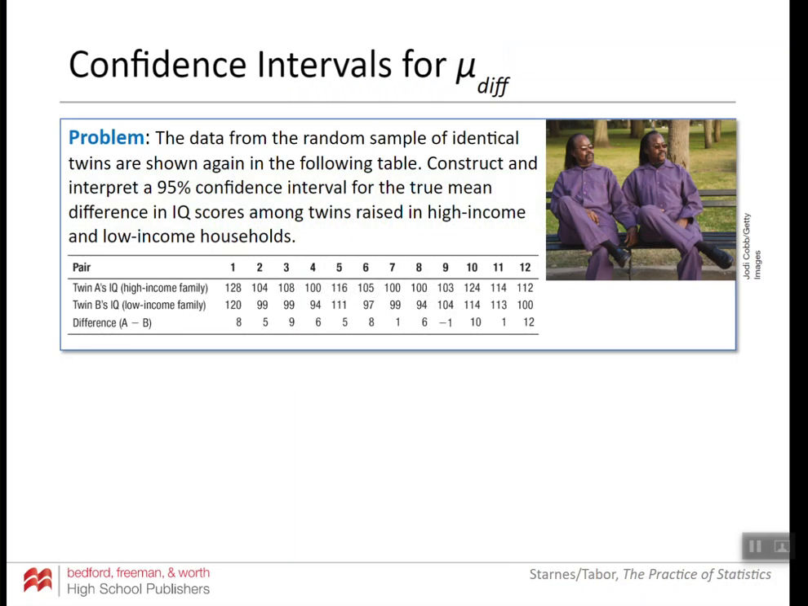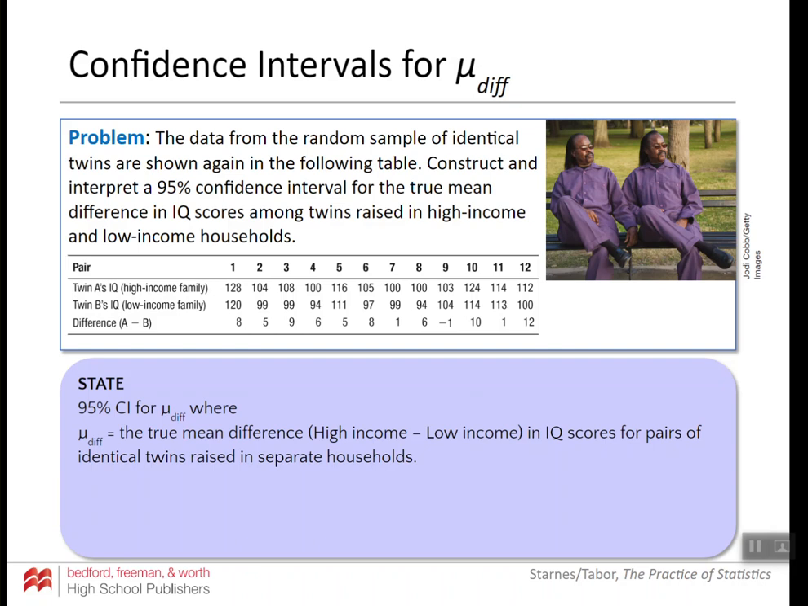So let's look at this twin example again. The data from the random sample of identical twins are shown again in the following table. Construct and interpret a 95% confidence interval for the true mean difference in IQ scores among twins raised in high-income and low-income households. So we're going to go through state, plan, do, conclude. State. We have a 95% confidence interval for the mean difference, where the mean difference is the true mean difference, high income minus low income, in IQ scores for pairs of identical twins raised in separate households.